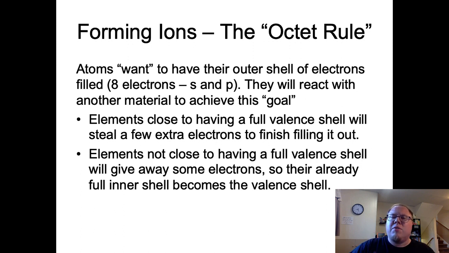They want to do this because they're more stable. So it's called the octet rule. Essentially, atoms are always trying to get an 8-electron outer shell. Either they're going to gain a few by stealing them, or they're going to give a few away so that their outer shell is empty, and then their outer shell will now be the one right below it, and that's already full.